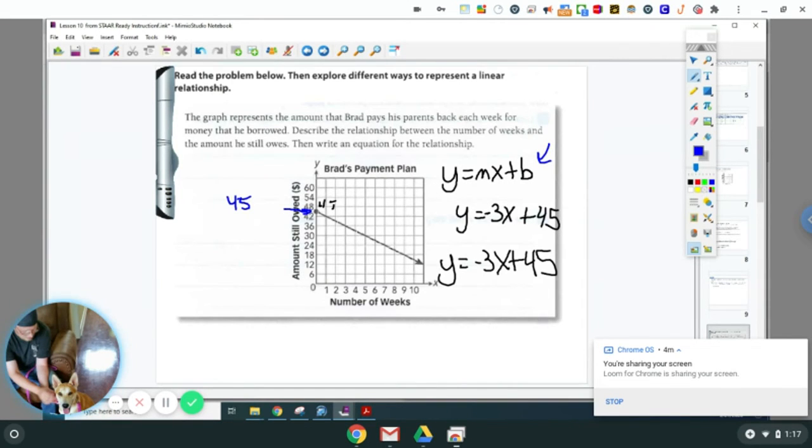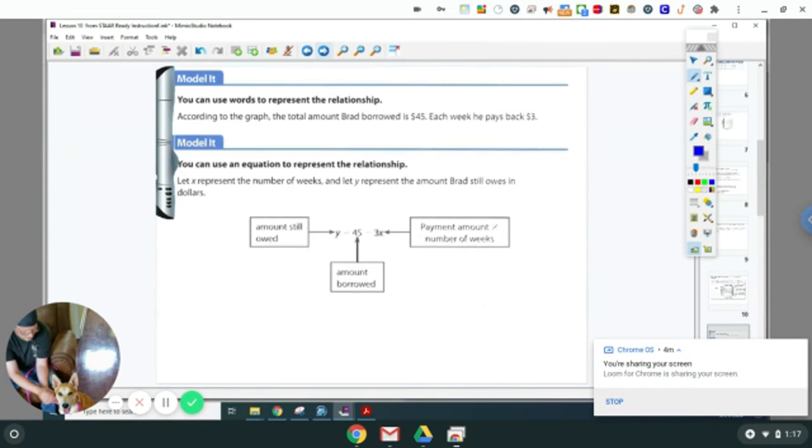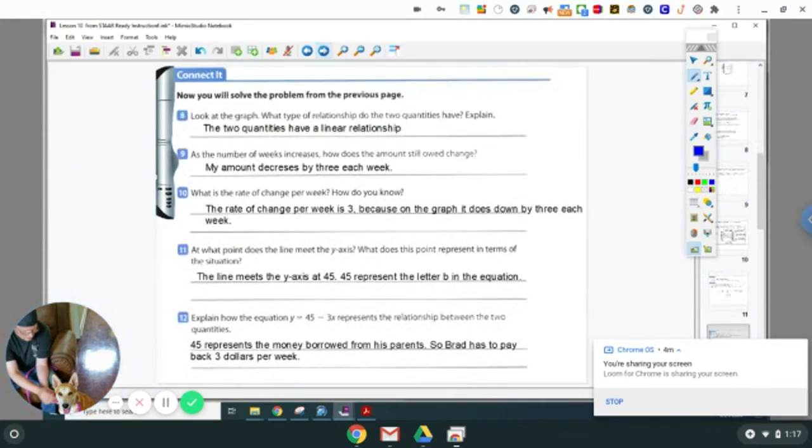So then it's going down. That's the reason why the coefficient right here is negative. And at 1, it went down to 42. So it means it went down 3 every time. So my equation would be y equals negative 3x plus 45. And you can also rewrite it as y equals 45 minus 3x. That way you're taking it away from the 45.